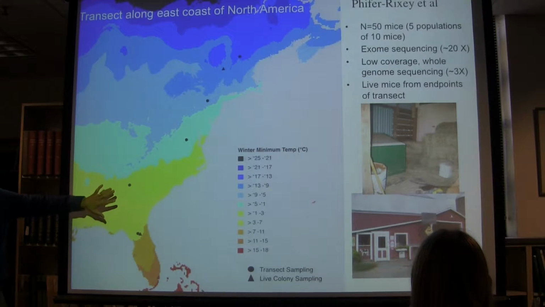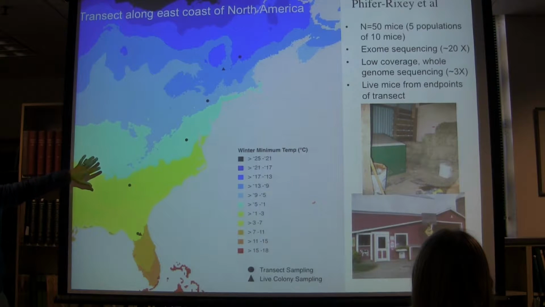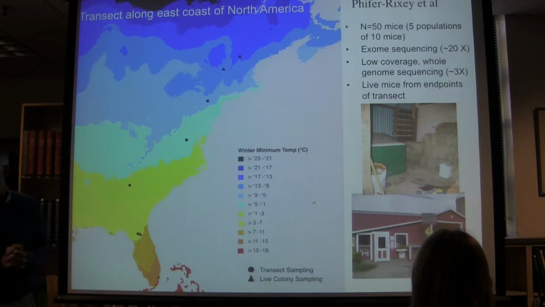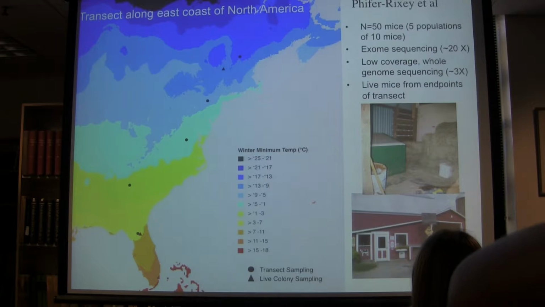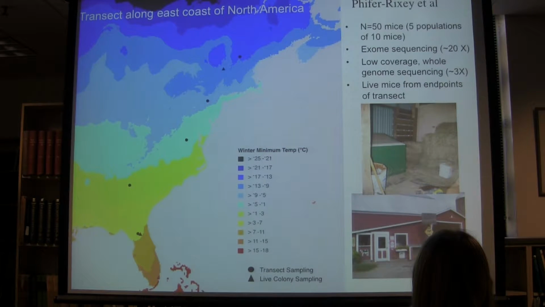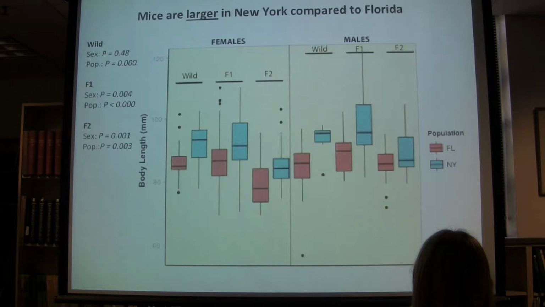I'm going to focus for the remainder on this east coast of North America because it's the transect for which we have the most data, and this is work that Megan Pfeiffer-Rixey has been doing. So these are 50 mice, 5 populations of 10 mice each. She's sequenced their exomes, and she's also sequenced their whole genomes at low coverage, and then compared phenotypes of live mice from the endpoints of the transect. And those phenotypes, some of this work was done by Katie Ferris and Dana Lynn and Mike Sheehan.